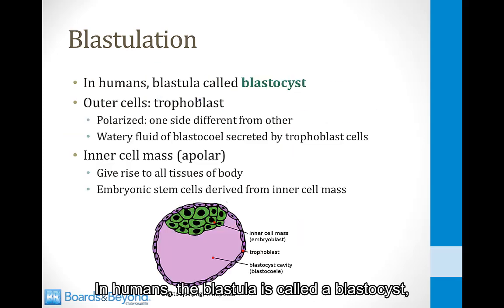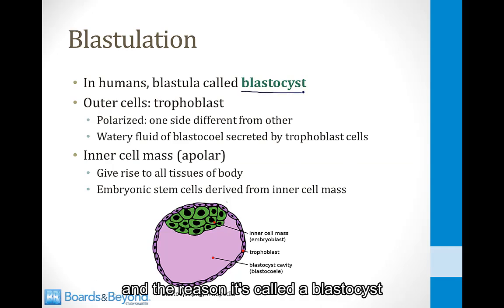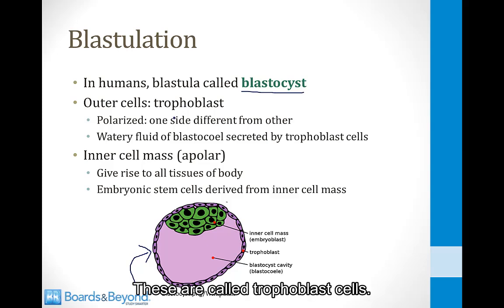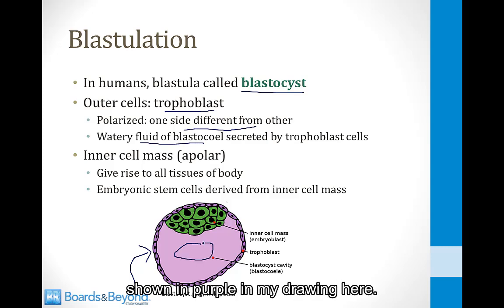In humans, the blastula is called a blastocyst, and the reason it's called a blastocyst is because the fluid-filled cavity is not in the center of the structure. The blastocyst is made up of a group of outer cells shown in purple in my cartoon here. These are called trophoblast cells. These cells are polarized. One side is different from another, and they secrete the watery fluid that fills up the blastocele shown in purple in my drawing here. The other part of the blastocyst is called the inner cell mass.